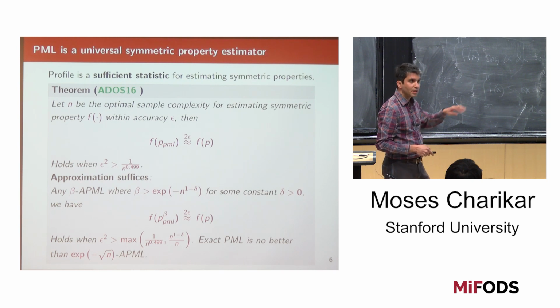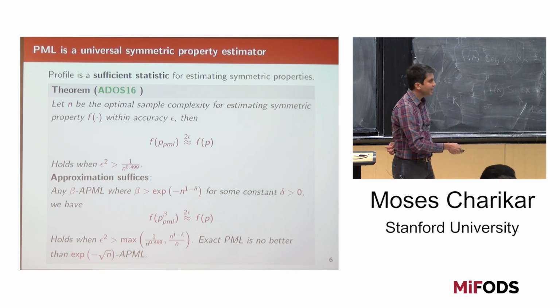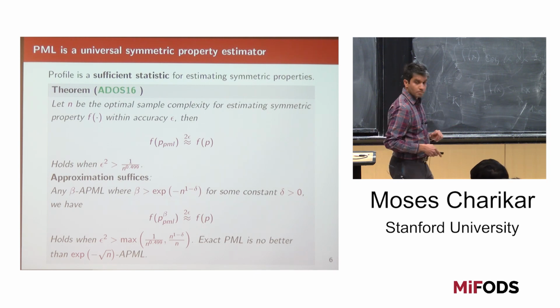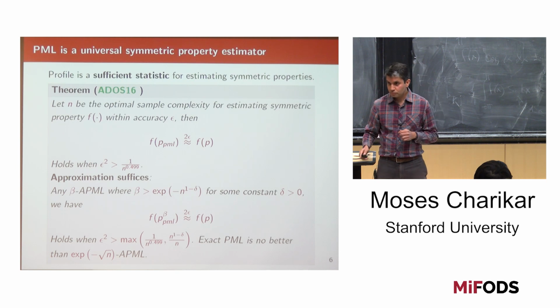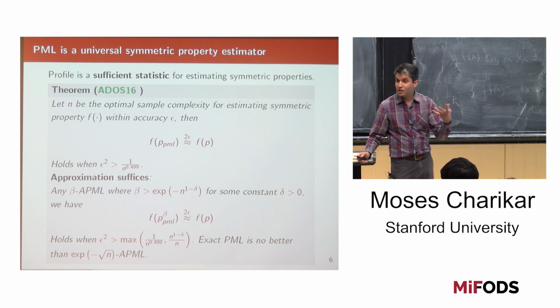One thing I should point out is that via this particular technique, if you were able to get PML exactly, this is no different from getting an exponential in root n approximation. As far as this result is concerned, it's indistinguishable. It's almost the same thing. So beta approximate means that the ratio of what you get to the maximum is beta? Yes. Beta approximate means that the objective function of profile maximum likelihood is at most within a factor of beta of the optimum value.